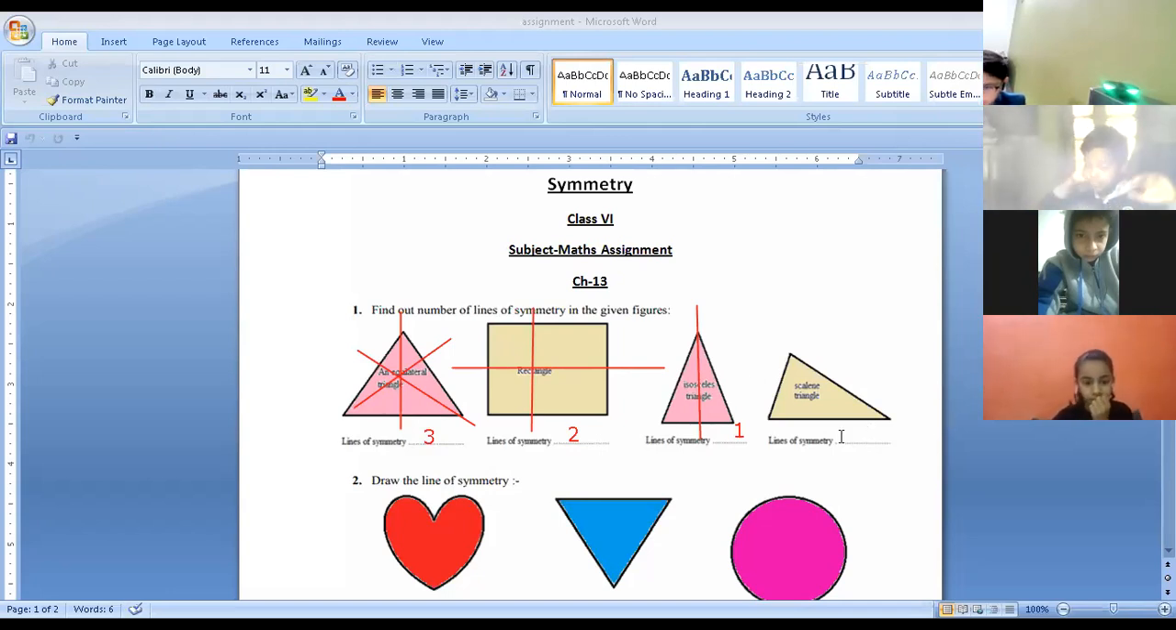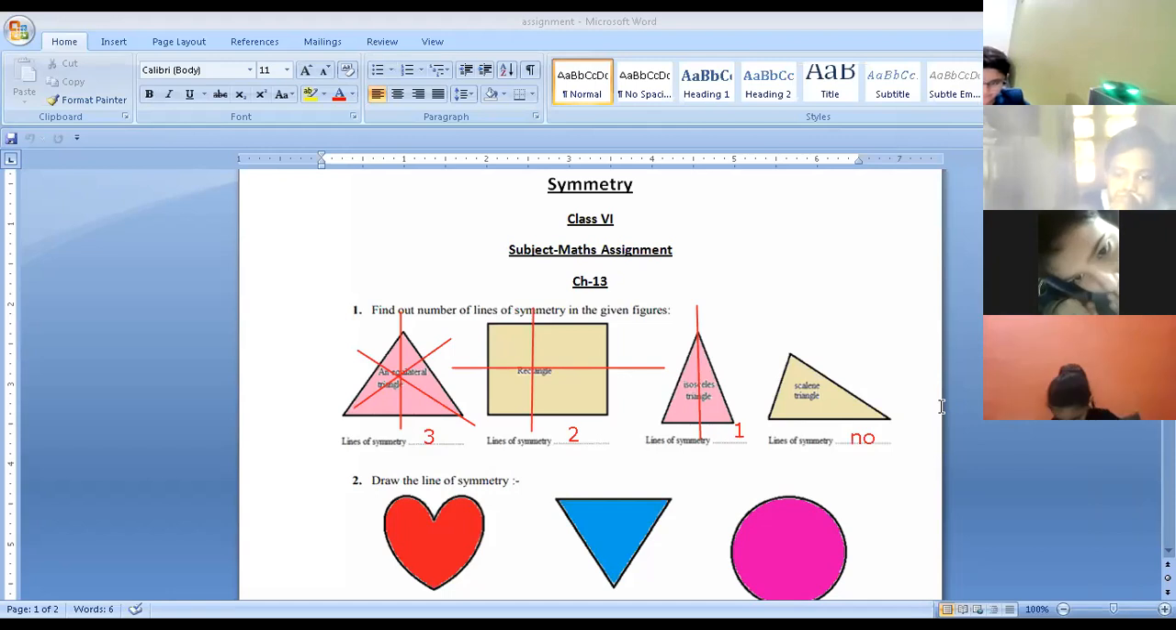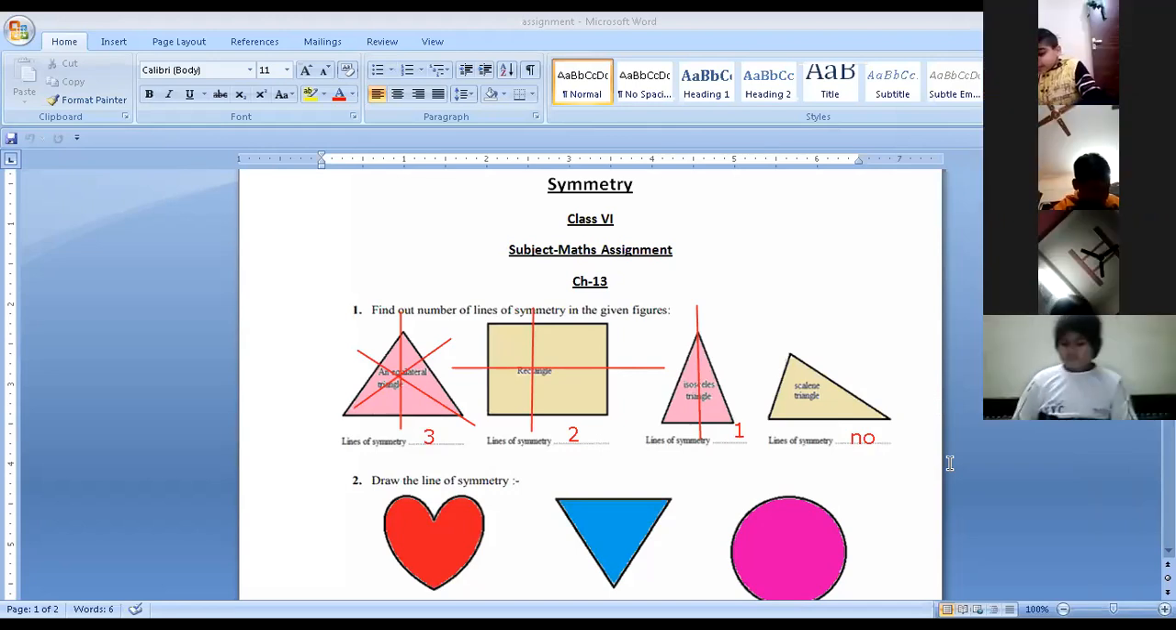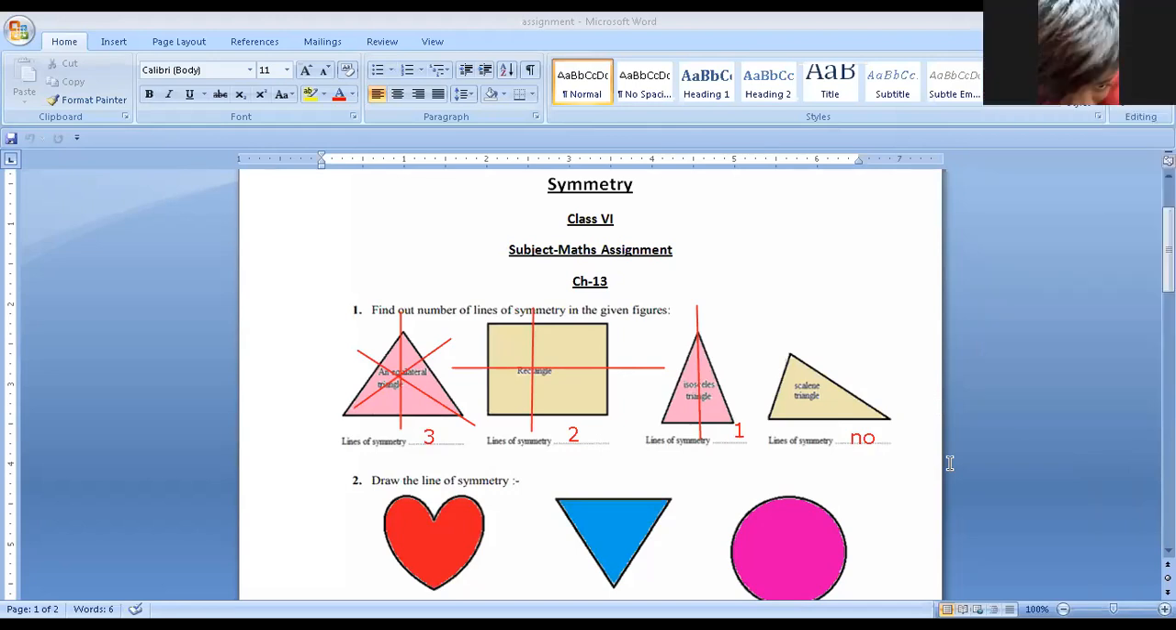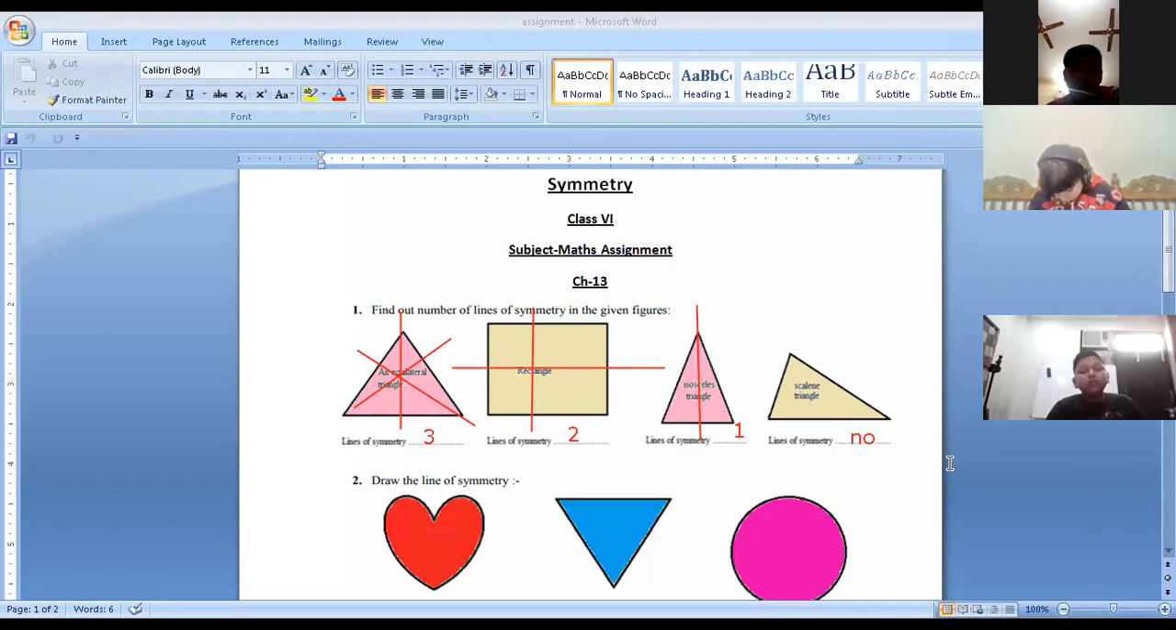There are no lines of symmetry in a scalene triangle, because all the sides are unequal. Got it, children? A scalene triangle has all the sides unequal. That's why it does not have any line of symmetry.